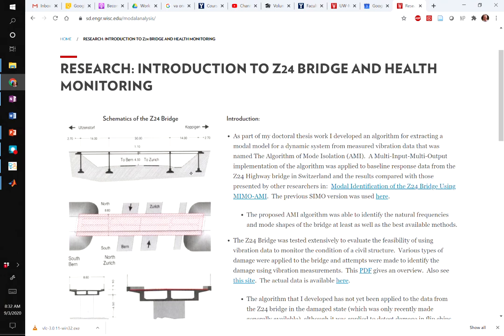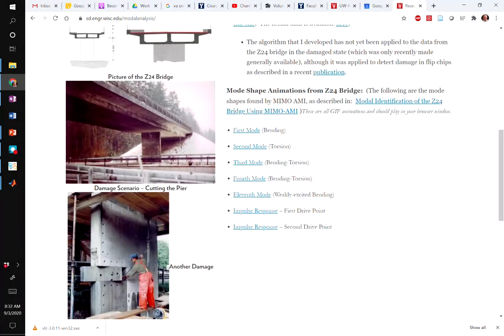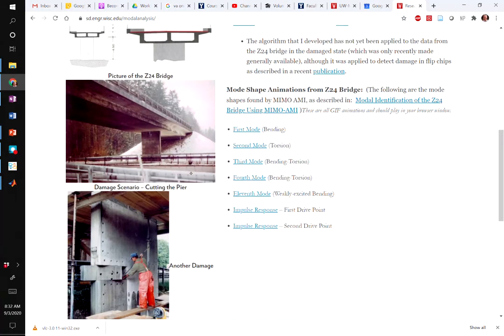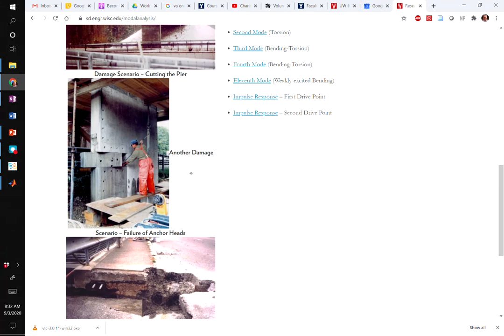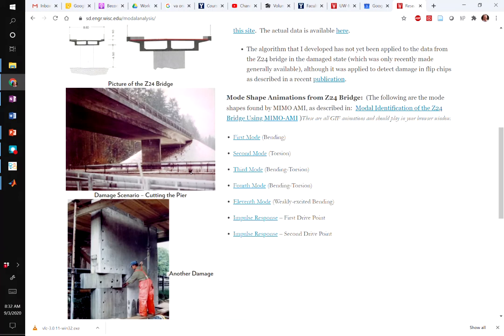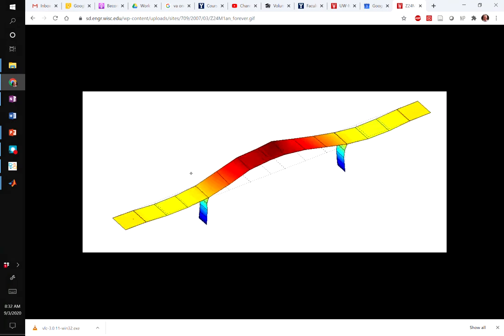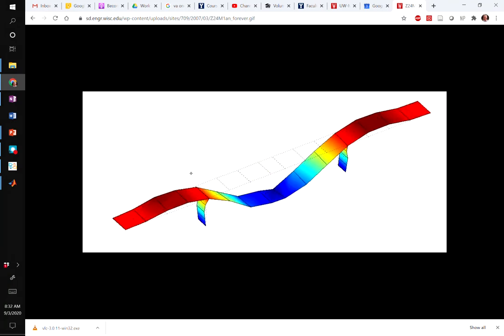And they had to knock down the bridge to make way for a bigger train. So they did a lot of testing on the bridge before knocking it down, including applying some artificial damage and looking at how that changed the vibration properties of the bridge. But anyway, the thing I wanted to show you here was the different mode shapes that were measured from the bridge. So this is the first bending mode of the bridge.